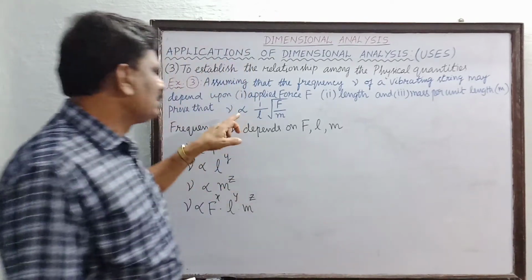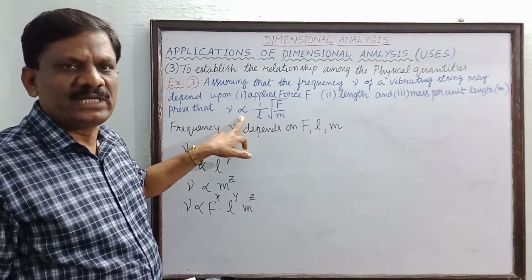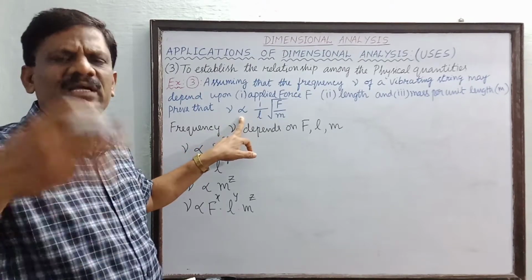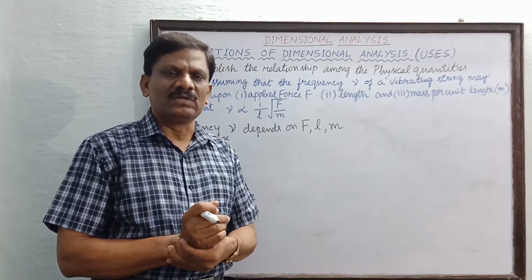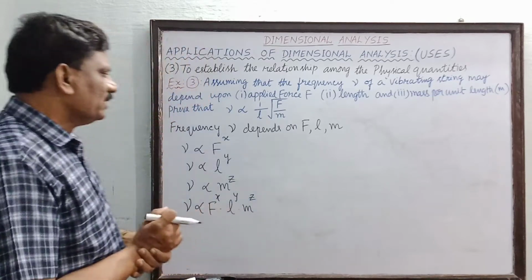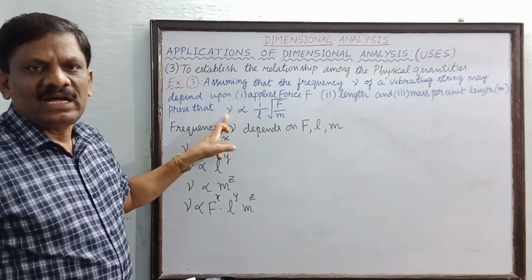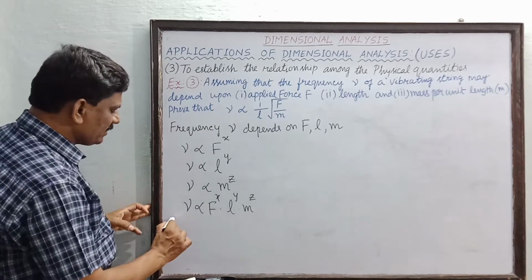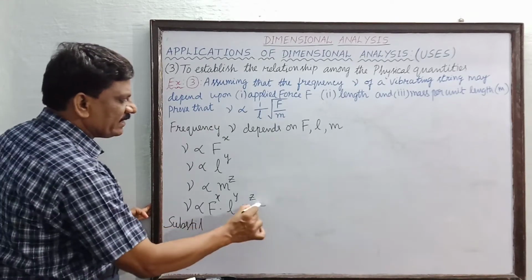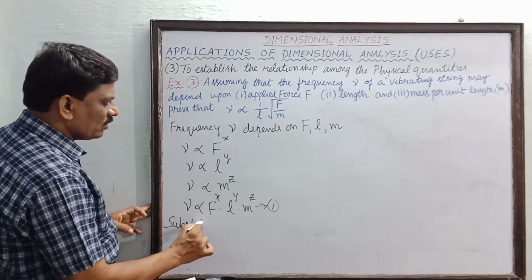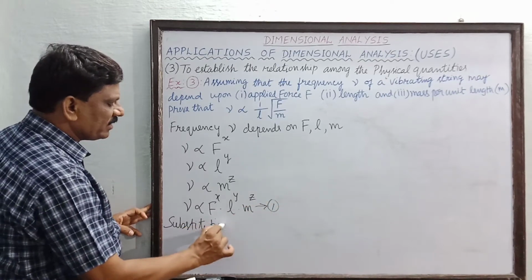Now we are supposed to derive this proportionality expression only, so there is no need to multiply by the dimensional constants and all. Without that we can prove it. Now I am going to substitute the dimensions. So this is expression 1.